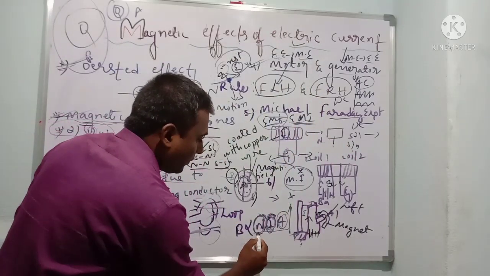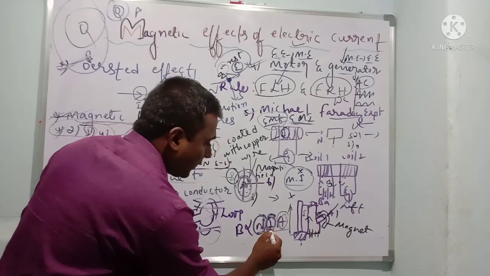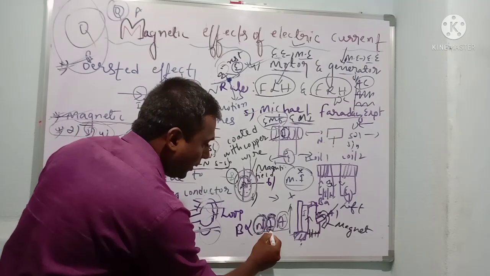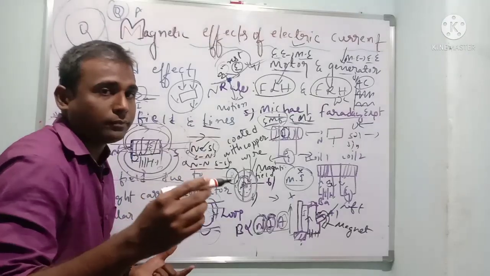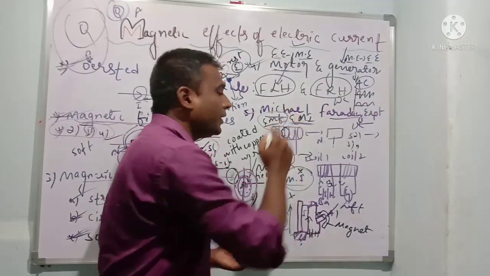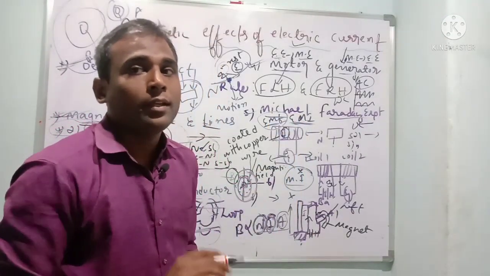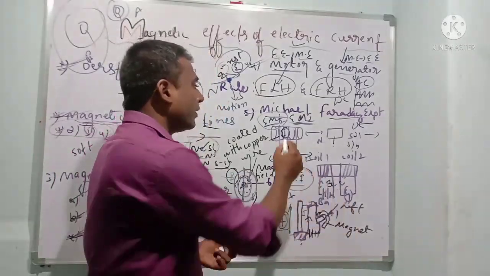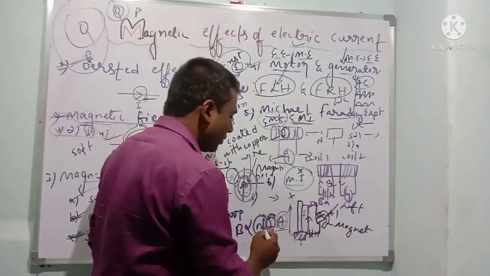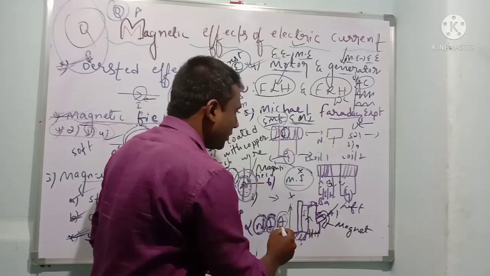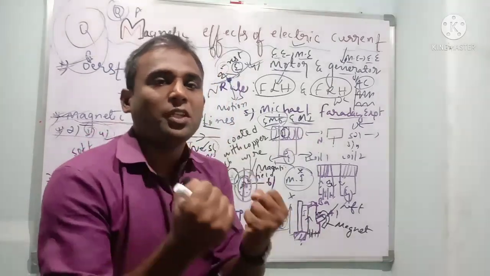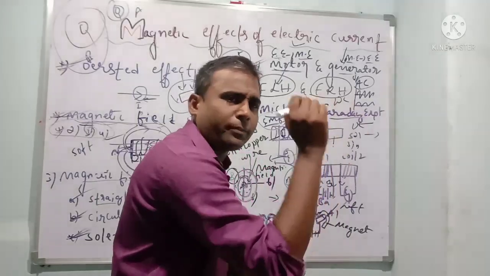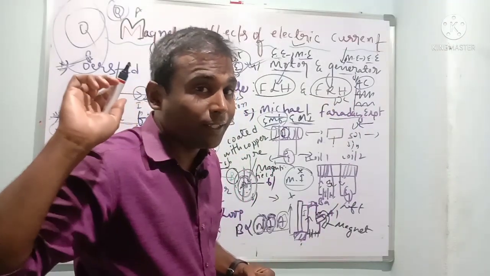By increasing the number of turns of the coil, by increasing the amount of current passing in the coil, and by increasing the area of the coil. Here, how can we increase EMF, or electromotive force? That is, by increasing the number of turns of the coil, by increasing the area of the coil, and by increasing the strength of the magnet. The strength of the magnet should be increased.